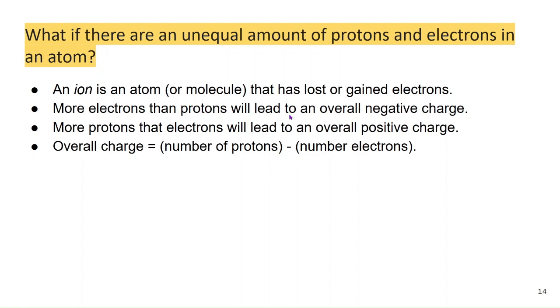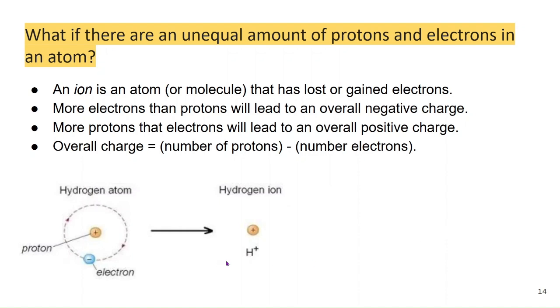More electrons than protons will lead to an overall negative charge. That's because electrons are negative, right? So more negative means you get a negative charge. More protons than electrons will lead to a positive charge, right? The overall charge for an ion is its number of protons minus its number of electrons.